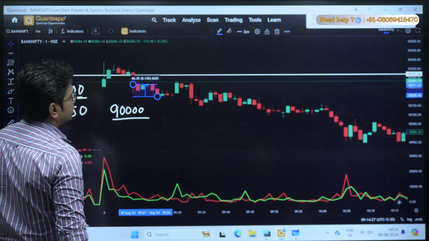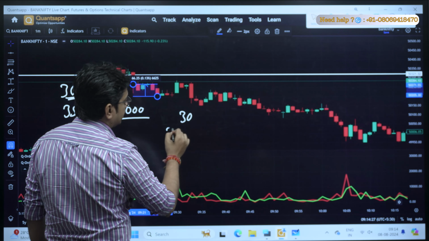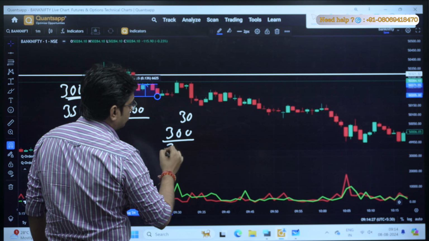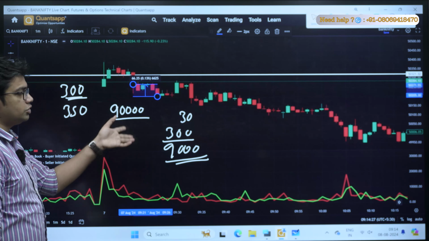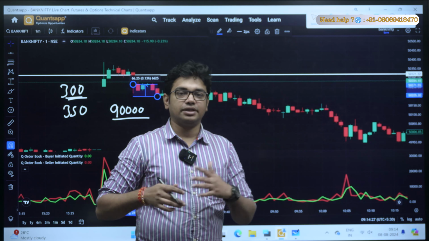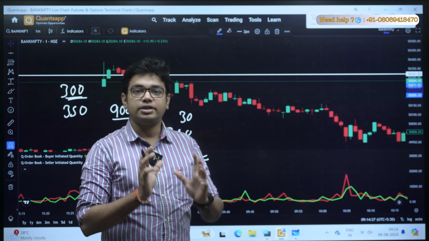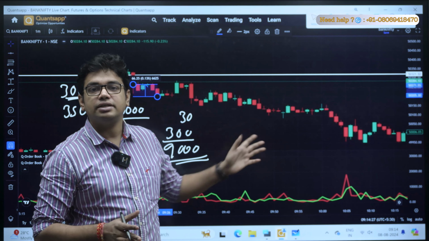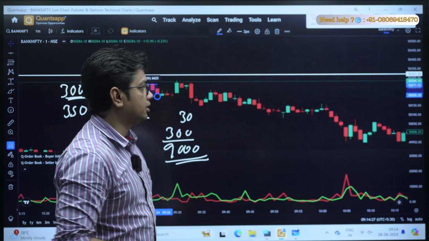and here with 300 quantity I got 30 points. So 30 into 300, you got 9,000 rupees. So almost you can see 10% return I got. See, 10% is way more. What I am trying to say, even if you are getting like 10 points, you will get 3,000 rupees. So that is how you are going to make money using the scalping.